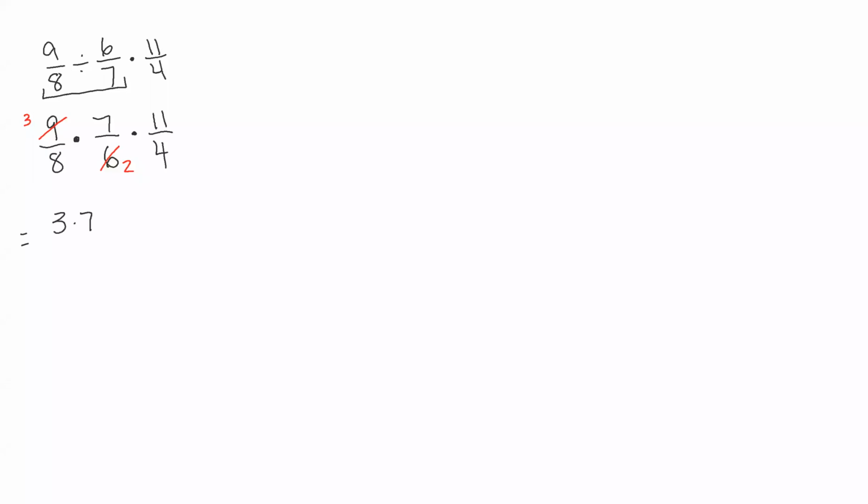So I've got 3 times 7 times 11 all over 8 times 2 times 4. You could do some side work. You could use a calculator for the multiplication. So 3 times 7 times 11 is 231. 8 times 2 times 4. Well, 2 times 4 is 8. 8 times 8 is 64.